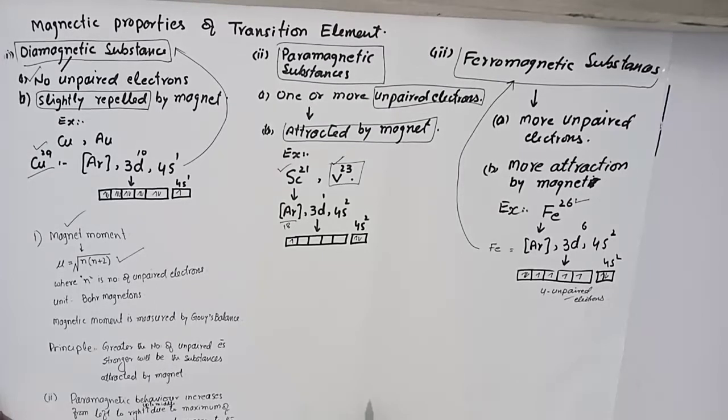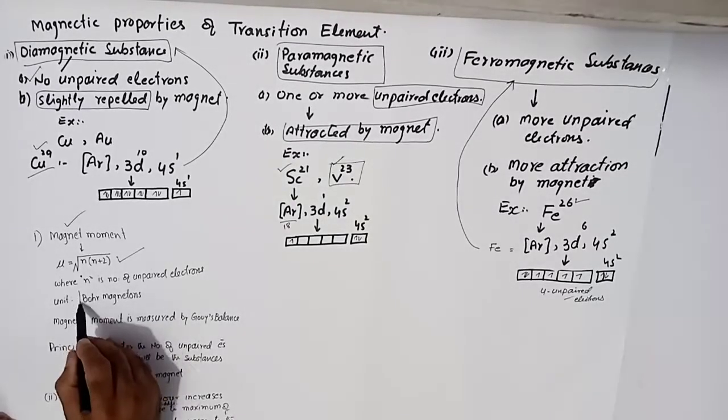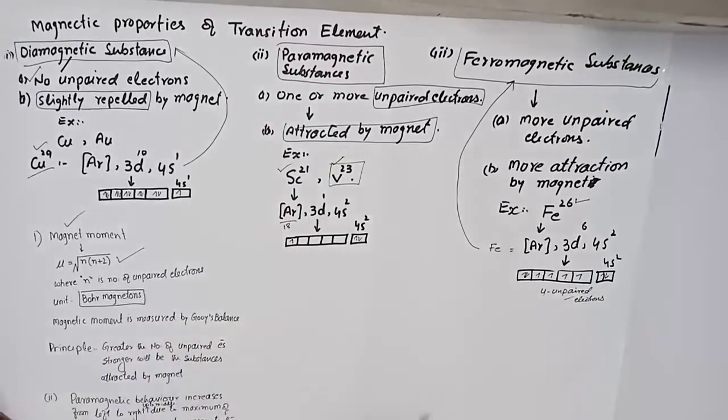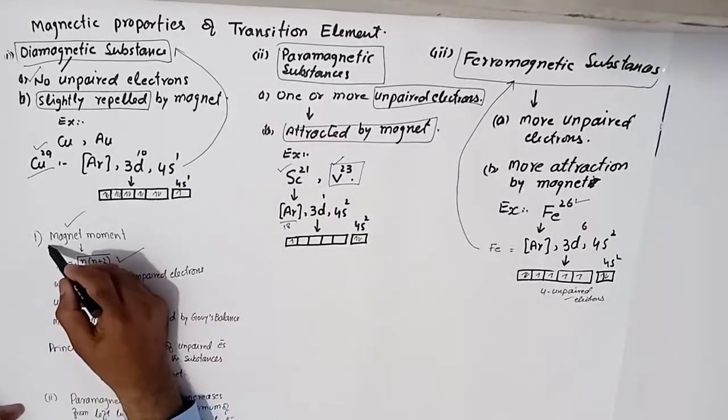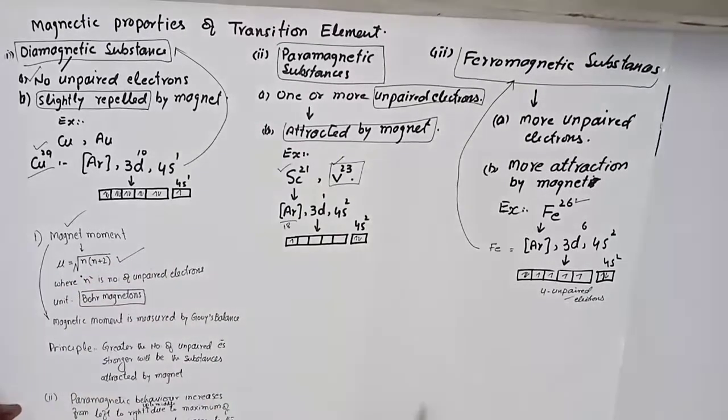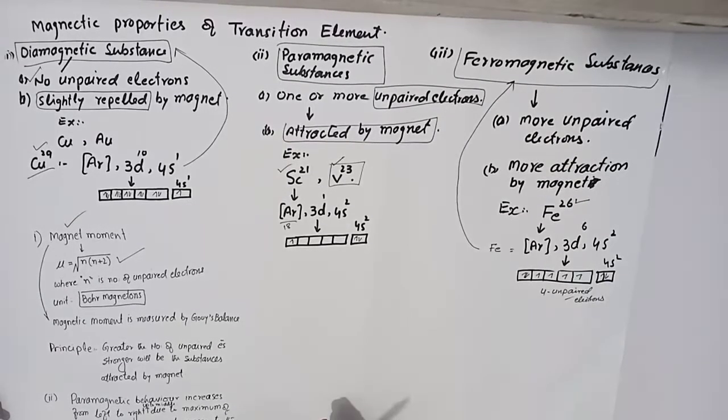Its unit is Bohr magnetons. Actually, this magnetic moment can be measured by a Gouy balance. There is an instrument used for such type of measurement. In another video we will discuss this balance in detail.